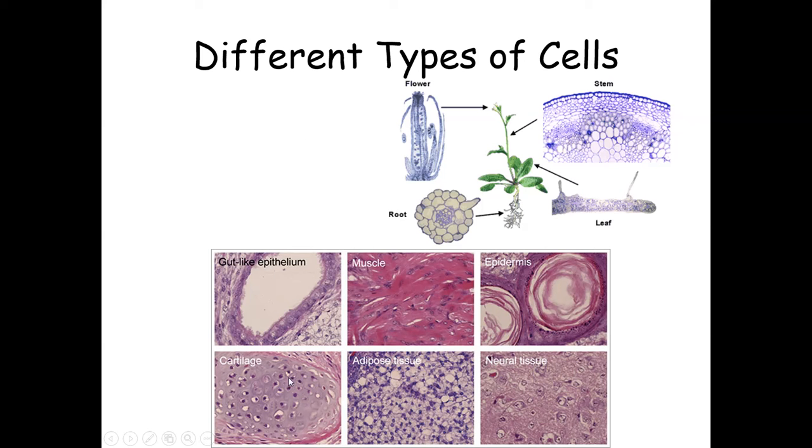Here are some human cells under a microscope. Right? So like cartilage and muscle tissue, epidermis, neural tissue, adipose tissue, gut-like epithelium. So you've got some skin cells, some fat cells, some connective tissue here, some muscles, skin. Okay, so even in the human, here are just six pictures of different kinds of cells, and we have tons of other kinds of cells in humans.